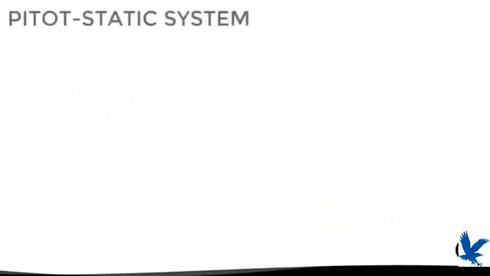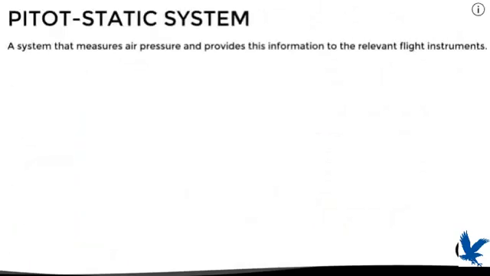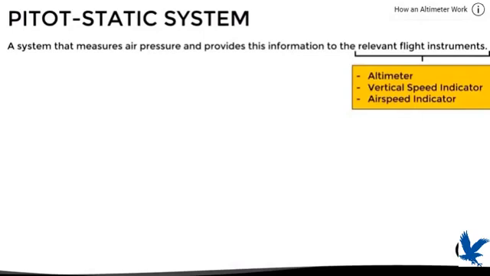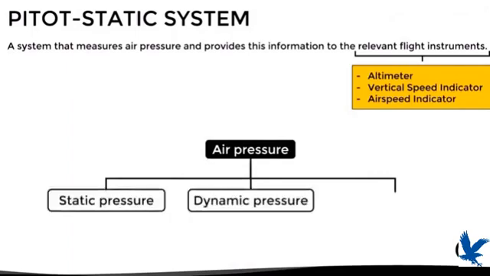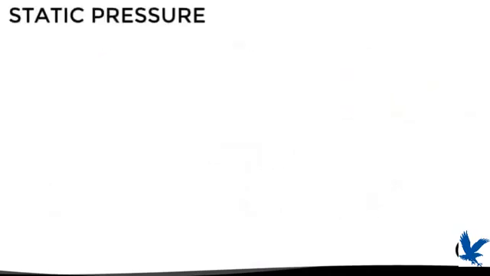This system then measures the air pressure and provides the information to the relevant flight instruments. However, it is not that simple, since there are different types of air pressure. We have the static pressure, the dynamic pressure, and the total pressure. So in order to understand how the pitot-static system works, first we must see the definition of each of these pressures. Let's start with the static pressure.